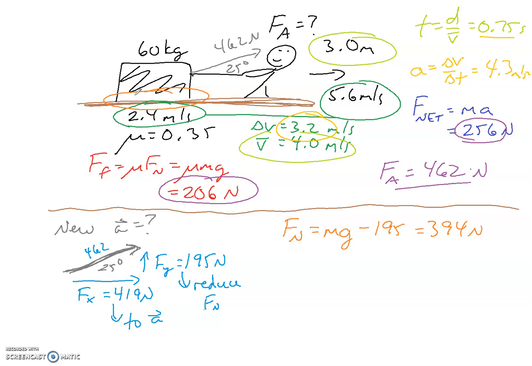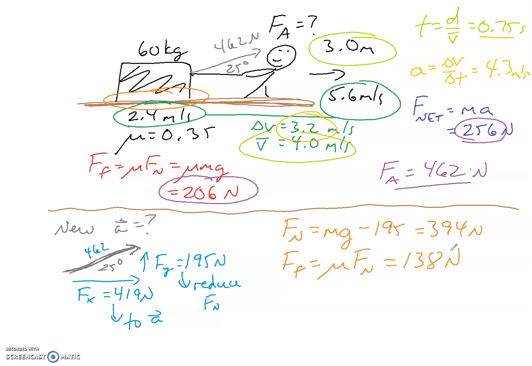Now that I have my new normal force, I can calculate my new friction. So same coefficient of friction, new Fn. Okay, the coefficient of friction was 0.35. Fn is now 394. So if I multiply those two together, I get my friction is around 138. So before my friction was 206. Now my friction is only 138 because he's pulling up on the box a little bit, reducing normal force, which in turn reduces friction. This is often why we try and move something heavy. We'll pull up a little bit to try and take care of some of that friction.